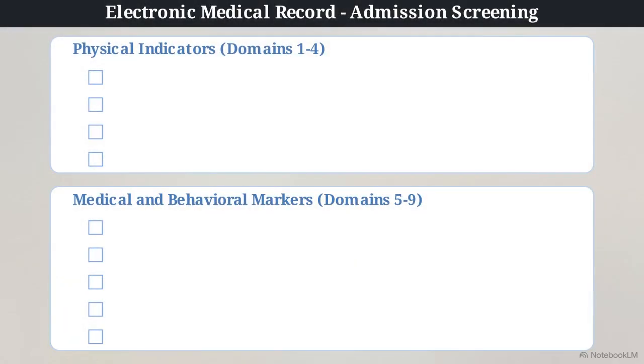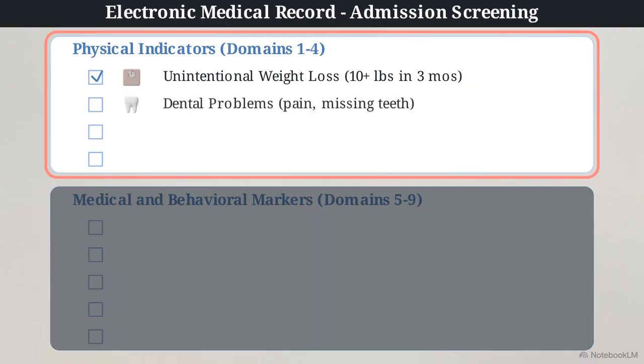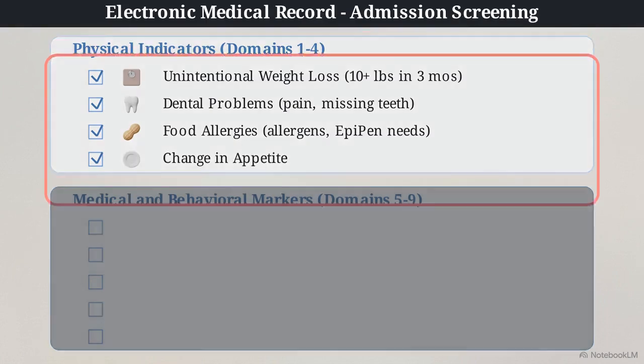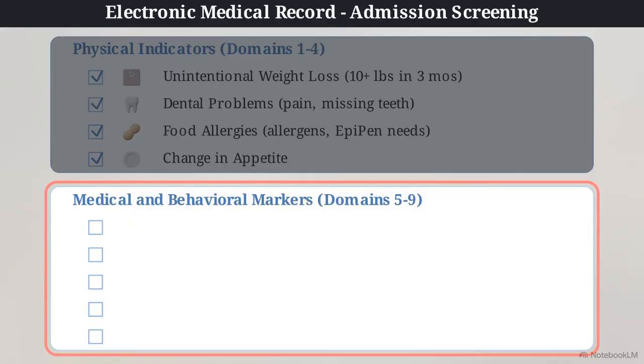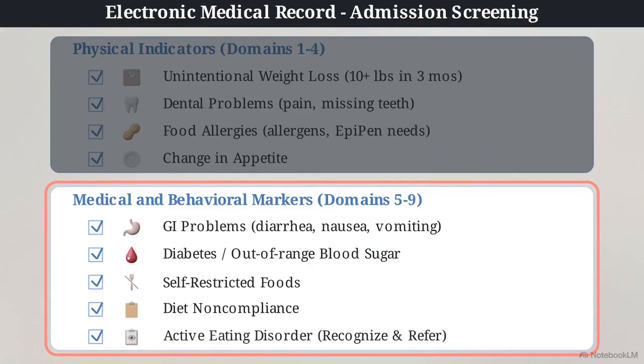The assessment in the EMR is structured as a checklist covering 9 specific domains of health and behavior. You will start by evaluating physical indicators. Ask the client about unintentional weight loss of 10 pounds or more, dental pain that interferes with eating, known food allergies, and any recent changes in appetite. Next, you'll look for medical and behavioral markers, including chronic GI issues, uncontrolled blood sugar levels, self-restricted food groups, non-compliance with medical diets, and observable signs of an active eating disorder.